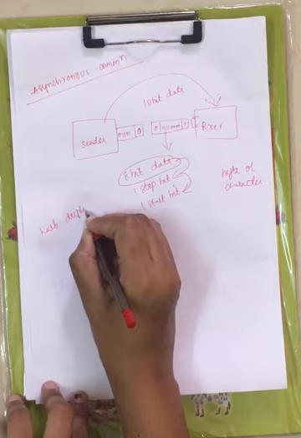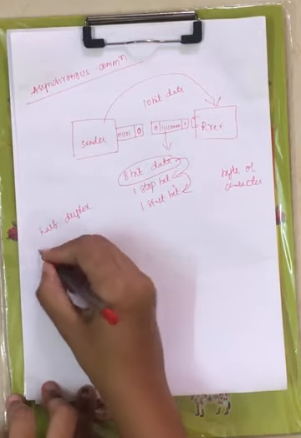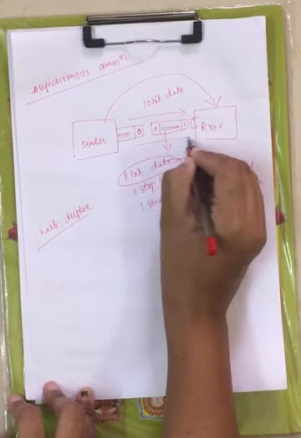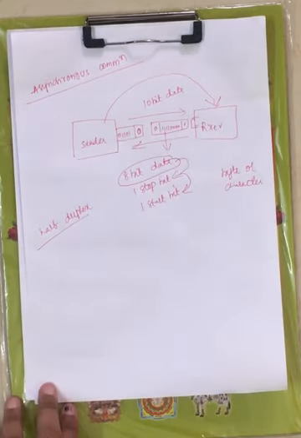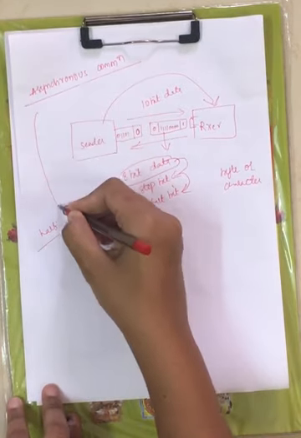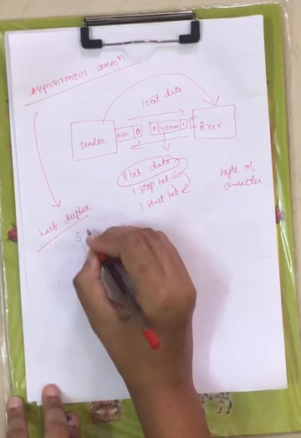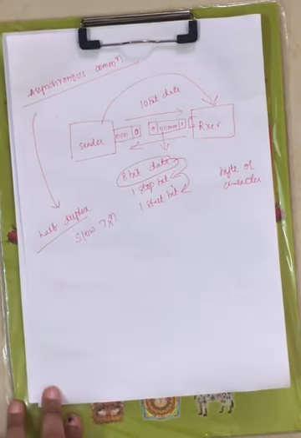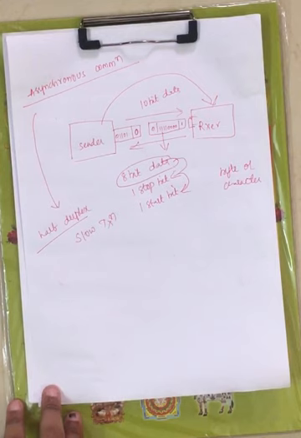This asynchronous communication supports half duplex transmission. That means you can transmit the data in this way and you can transmit the data in this way, but not at the same time. Because it supports half duplex, the data is transmitted slowly compared to your synchronous communication.